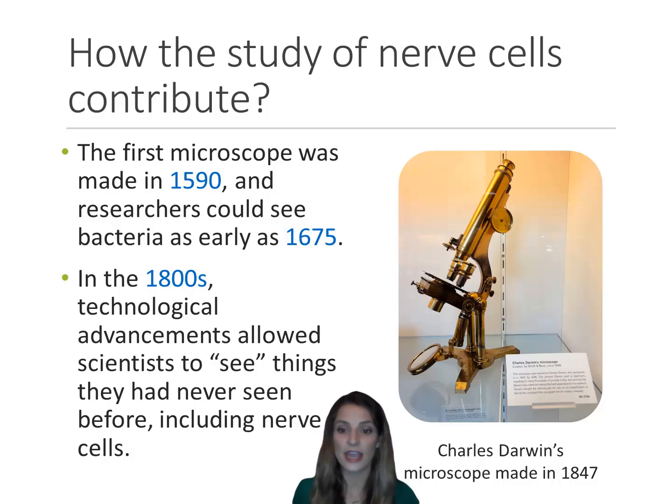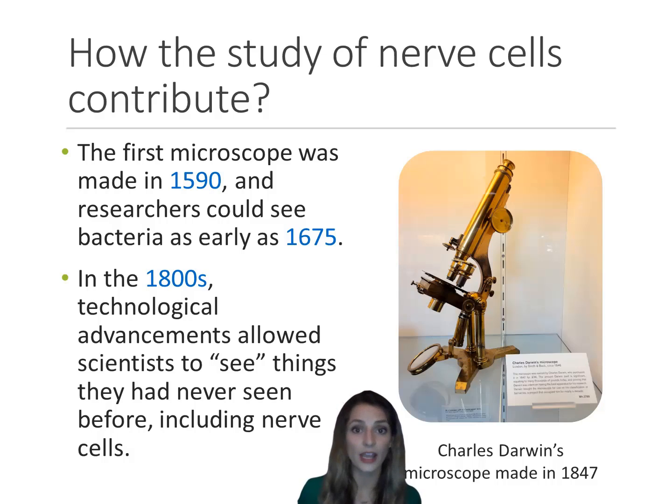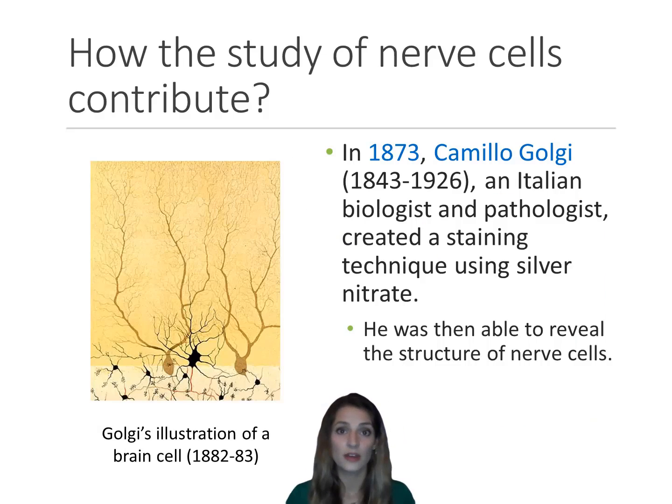You can see the 1847 version here on the screen. This is actually Charles Darwin's microscope that he used in the 1840s. These technological advances allowed researchers to see things that they had never seen before, including nerve cells. Camillo Golgi was an Italian pathologist who developed a special staining technique using silver nitrate. This technique allowed researchers to look at nerve cells under the microscope.